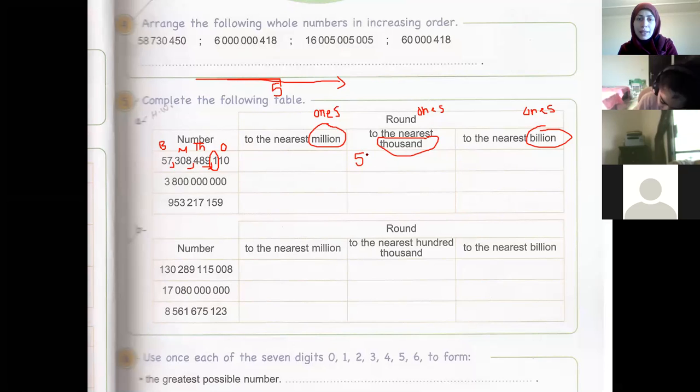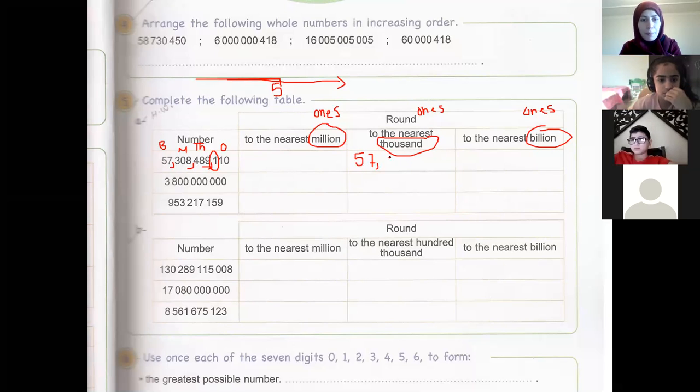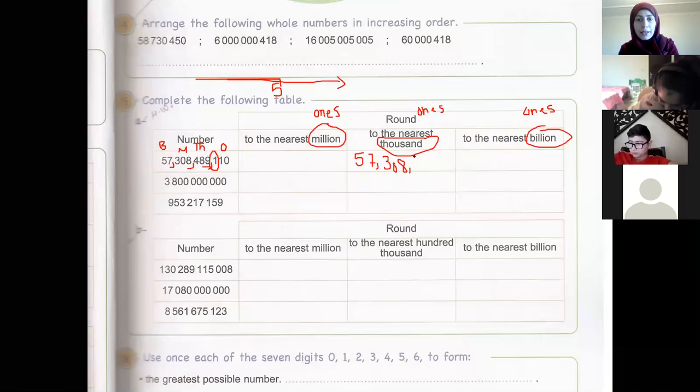57 billion, 308 million, 489 thousand. All the digits to the right side of nine will be zero. So three zeros.